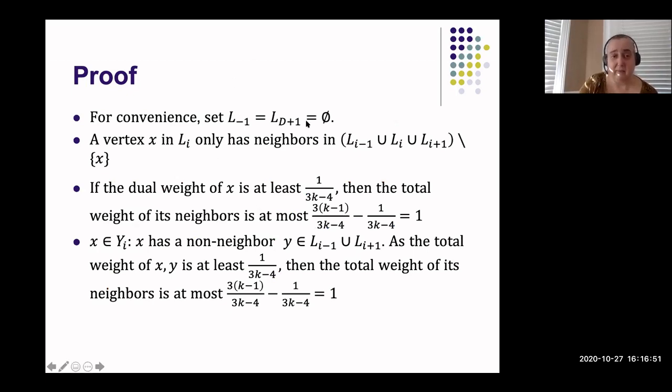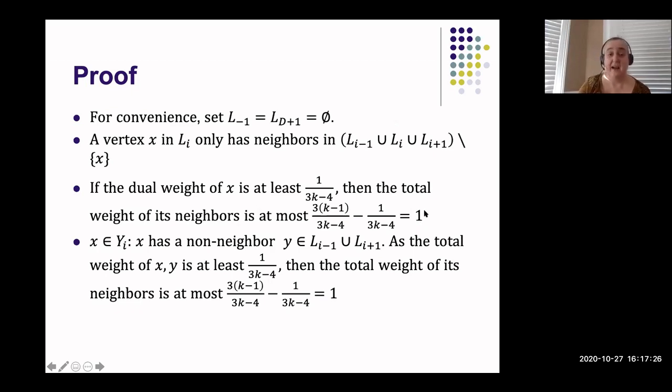So for convenience, I'm going to set L minus 1 and L(D plus 1), which don't exist, to the empty set. A vertex in the i-th layer has only neighbors in the (i minus 1)-th, i-th, and (i plus 1)-th layers, except itself. The 3 layers together have at most 3 times (k minus 1) over (3k minus 4) weight. If the dual weight of x was at least 1 over (3k minus 4), then since he's not adjacent to himself, the total weight of the neighbors is at most 1.